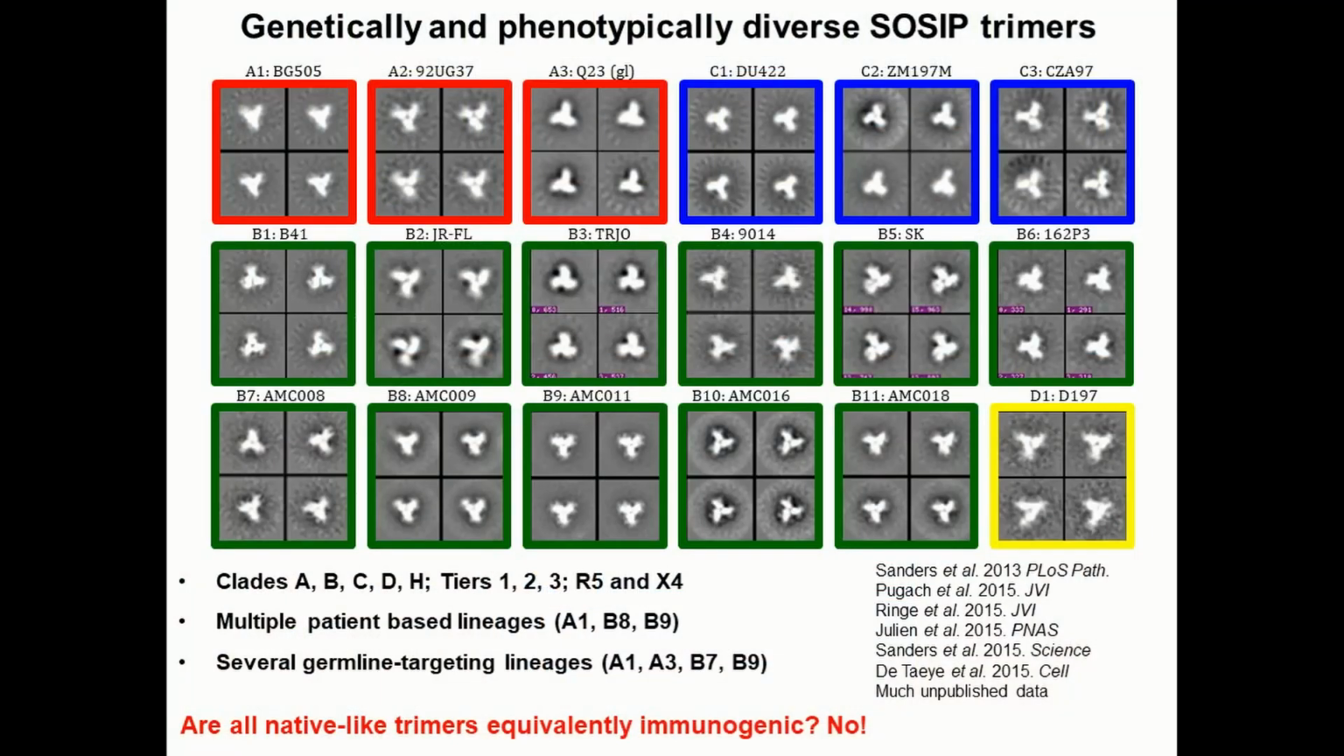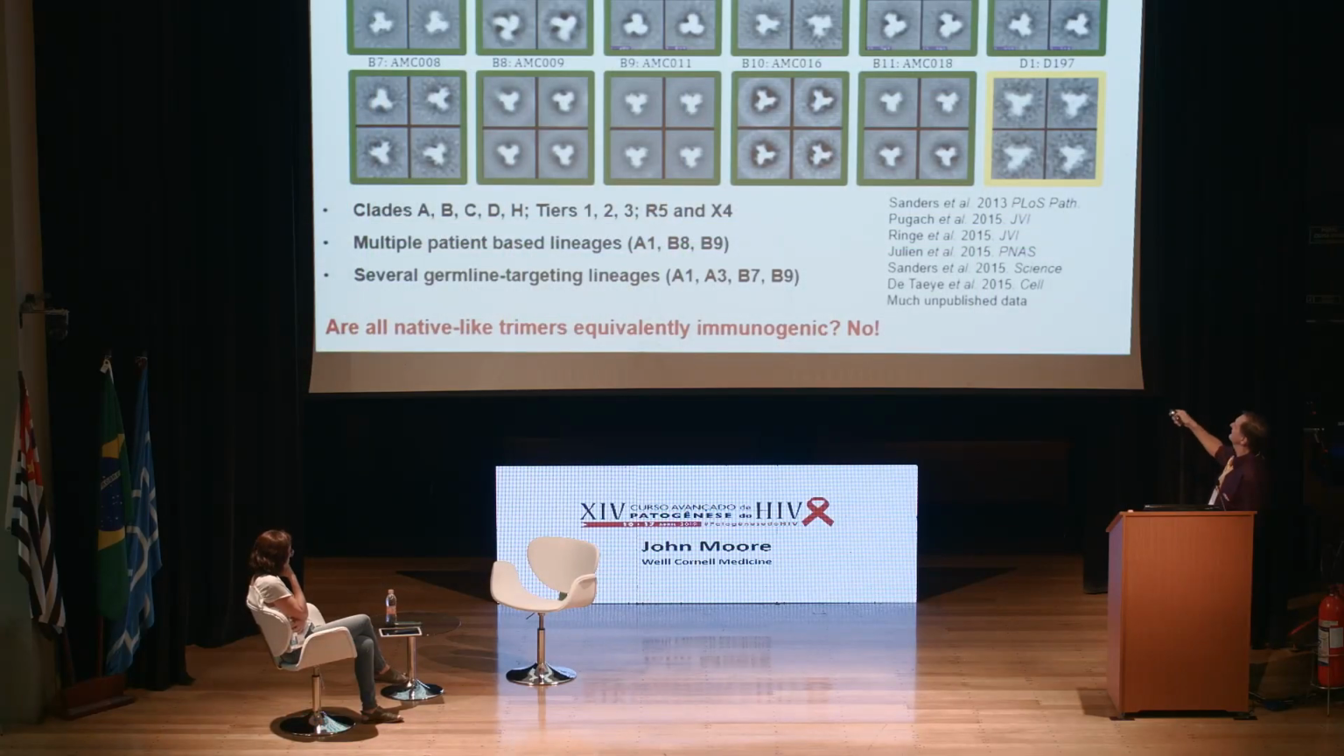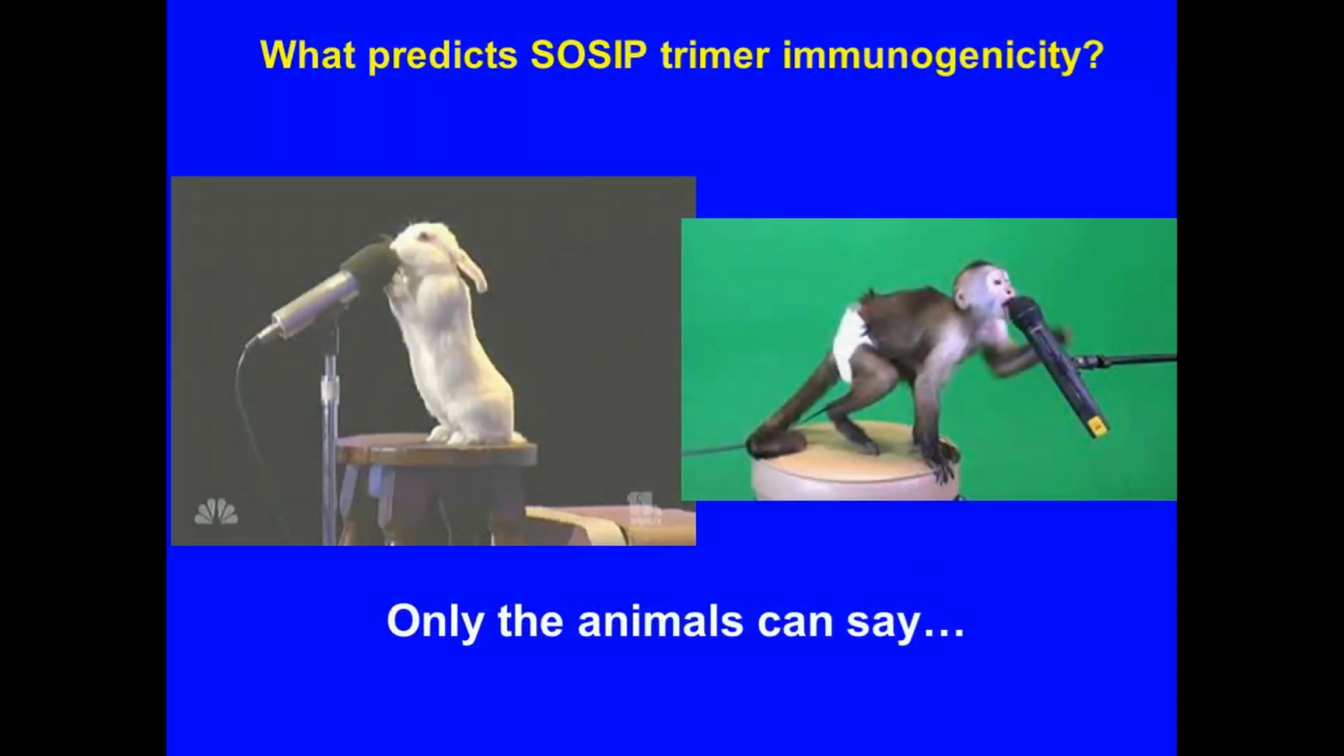So all of these trimers here look alike. I showed you this kind of thing earlier. These are all from different clades: A, B, C, D, E, H, X4 virus, R5 virus. They all look the same. But the immune system does not respond in the same way. So what predicts trimer immunogenicity? Again, the rabbit or the macaque tells us what the answer is, not the electron microscopy.